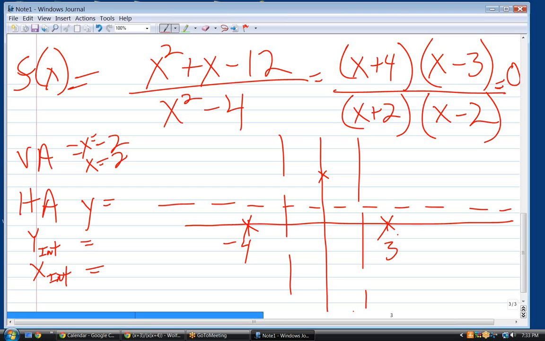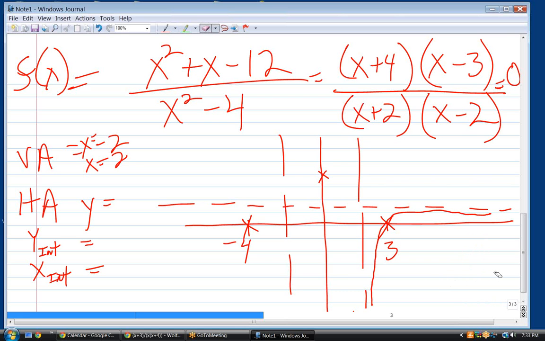Let's plug in a number to the right of 3. 4. Yeah, let's try 4. What does 4 give us? It gives us 8 times 1 divided by 6 times 2. That is below that horizontal asymptote. That's 8/12. So this picture does fit this set of asymptotes. Okay?